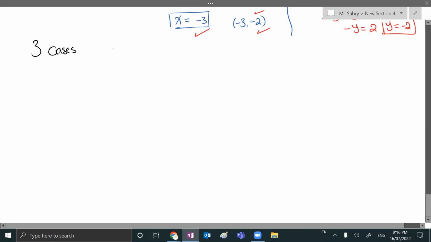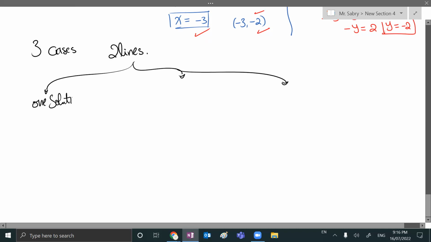We're talking about 2 lines now, okay? So 2 lines intersect, there are 3 cases that could possibly exist. It's either the system has one solution only because they're lines, or the system has no solution, or the system has infinite solutions. These are the 3 cases that can come out for lines.